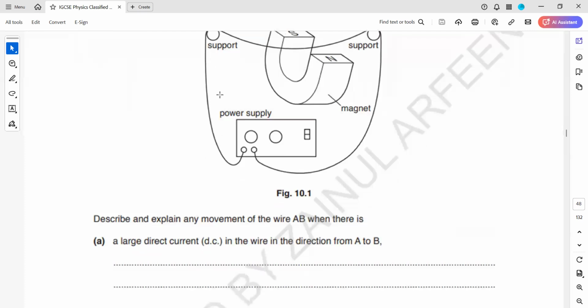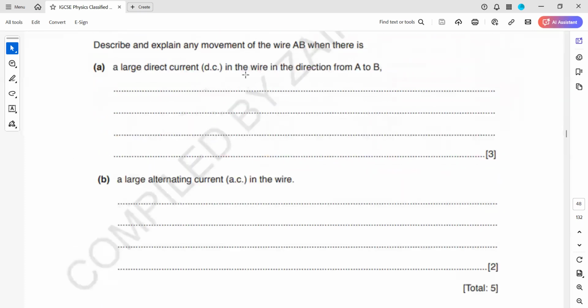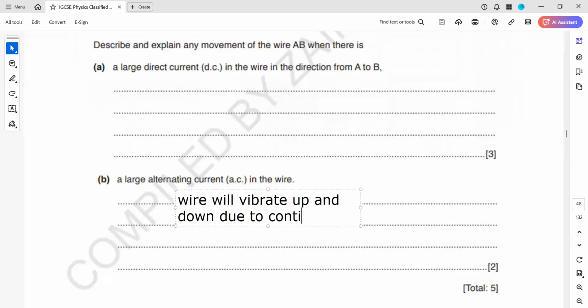So the second part: if we are passing a large AC current, what will happen? The wire will oscillate up and down due to the continuous change in direction of the force on the wire.